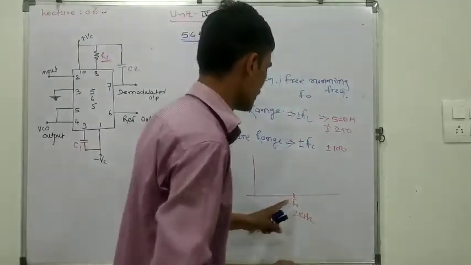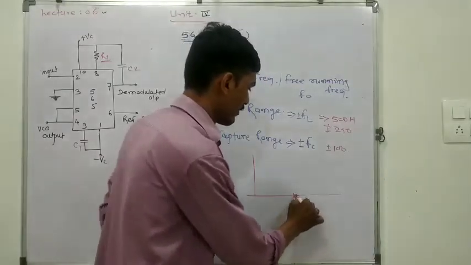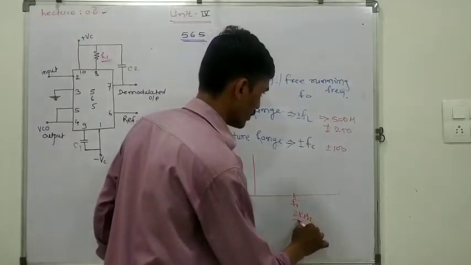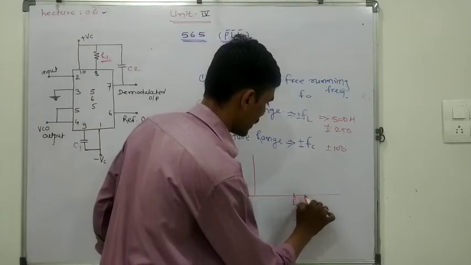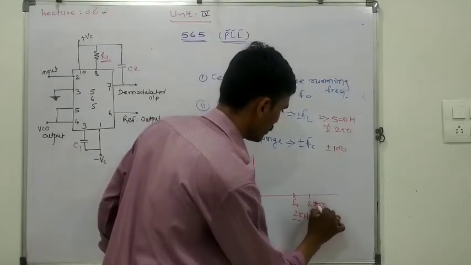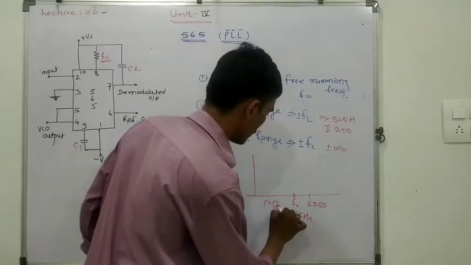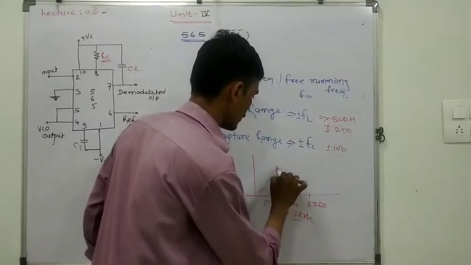Here F0 is the center frequency. So the lock range is plus minus 250, which means 2K plus 250, that is 2250, and here minus 250, that is 1750. So this is the lock range.